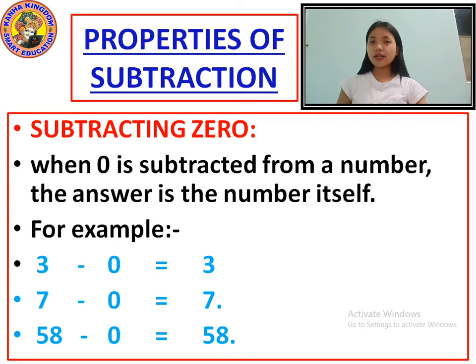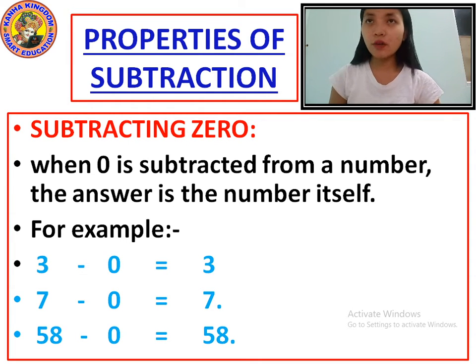The third example is 58 minus 0. We are subtracting 0 from 58, so we will get 58 as an answer, because when 0 is subtracted from a number, the answer is the number itself. Okay, students, I hope you understand the first property of subtraction, that is subtracting 0.